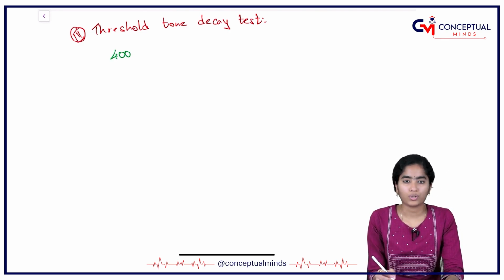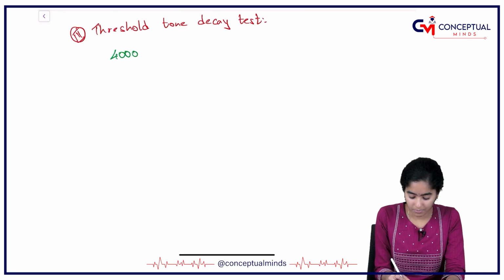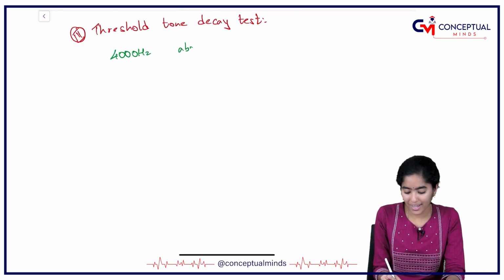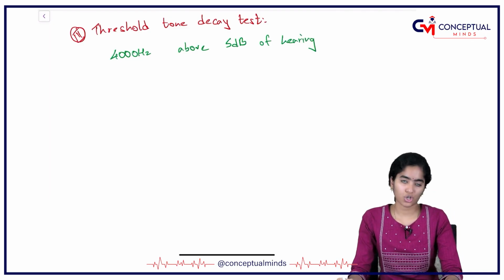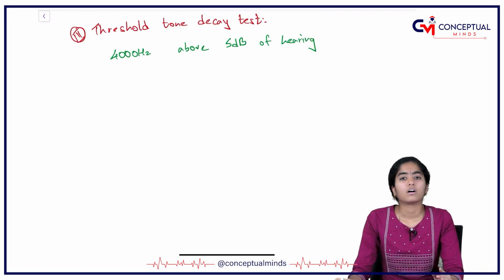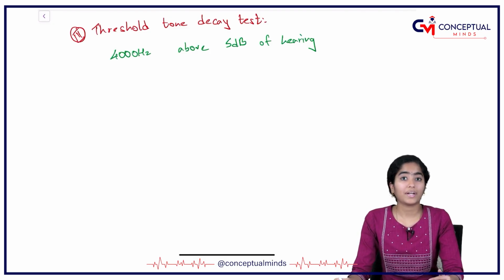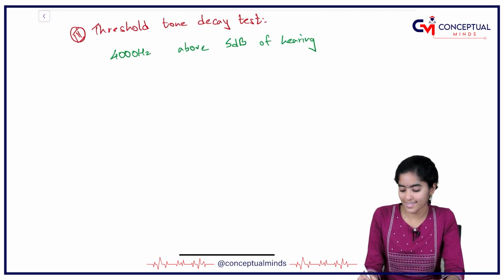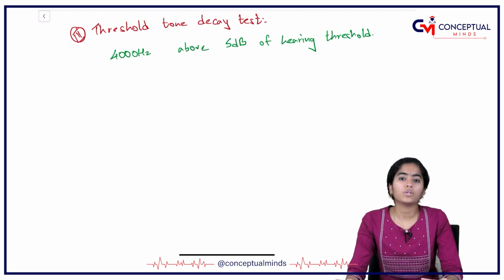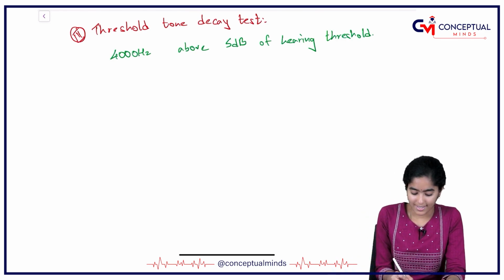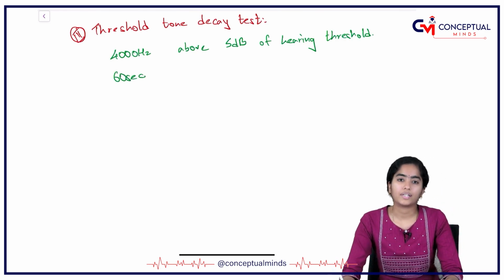We take a pure tone of say 4000 Hertz and 5 decibels above the hearing threshold of the patient. For short increment sensitivity and for recruitment, we take it 20 decibels above the threshold, but for this test, 5 decibels above the hearing threshold is enough. And we present the sound continuously for a period of 60 seconds, that is 1 minute.